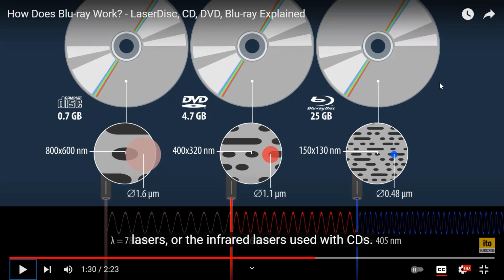Now, this is the point which explains why the same physical size discs can have more data on them. So you can see the Blu-ray disc is given very small pits and flat areas compared to the CD.